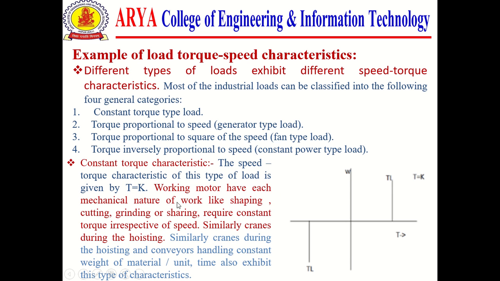First, constant torque. The speed torque characteristic of this type of load is given by T equals K, where K is a constant. Working machines with mechanical work such as shaping, cutting, grinding or shearing require a constant torque irrespective of the speed. Similarly, a crane during the hoisting operation.